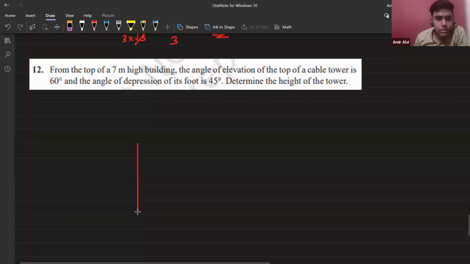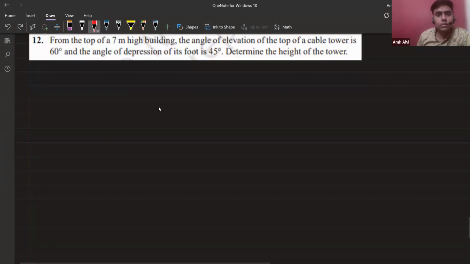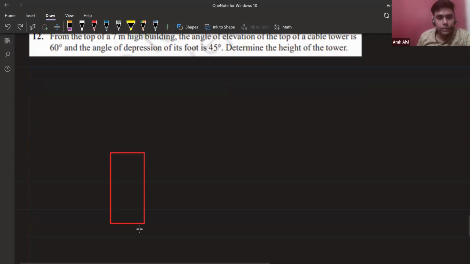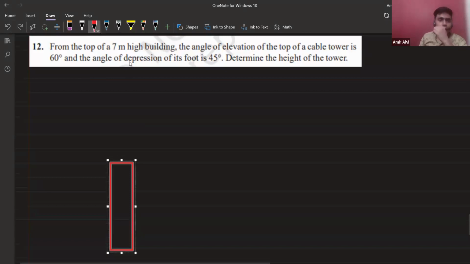So suppose this is just a second. Let me take one building which is of square type. Suppose this is a building. Let me draw it here so that we can draw the proper angles. It's saying that we are standing at the top of a building.